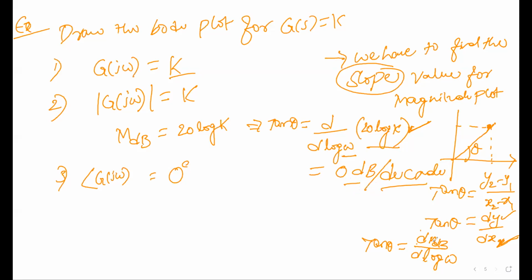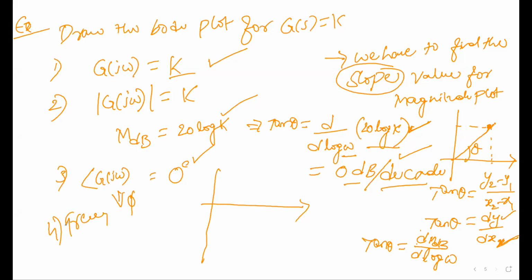Now it's time to plot the Bode plot for this problem. We converted the given transfer function into the frequency domain. We calculated the magnitude in dBs. We calculated the slope, which is required to draw the magnitude plot. We calculated the phase angle. Now we have to draw the frequency response, which is nothing but the Bode plot.